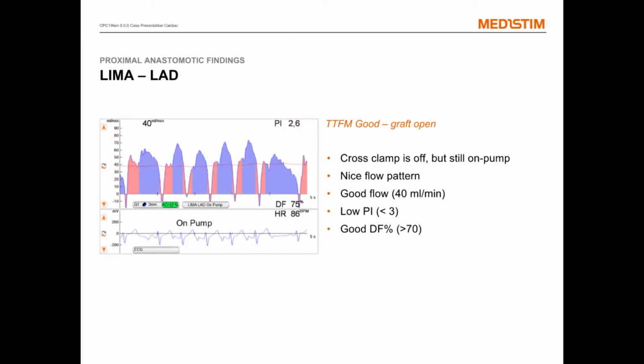TTFM was thereafter measured after the cross-clamp was removed while the patient was still on pump. The flow pattern was regular and nice, and recognizable for a standard LIMA to LAD graft. The acoustic coupling index is green, indicating reliable measurements. Pulsatility index is low at 2.6. Flow is good at 40 milliliters per minute. Diastolic filling percentage is above the recommended value of 70. This altogether indicates a well-functioning graft.